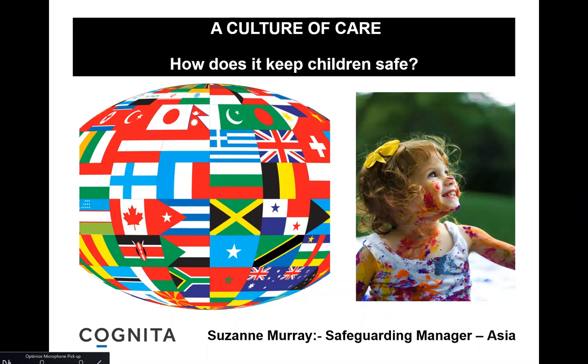Today we are talking about a culture of care and how that keeps children safe in our schools. Today's session is part of a short series on safeguarding and child protection in education settings. It's not intended to address all safeguarding and child protection issues, but to give you a short synopsis of the agenda and to signpost you to key aspects for your consideration.